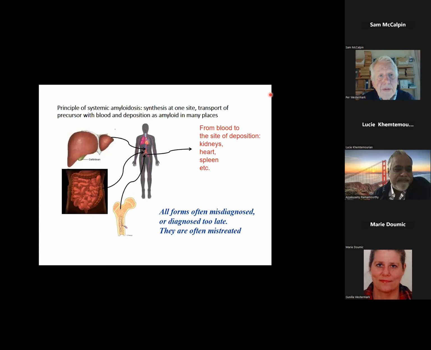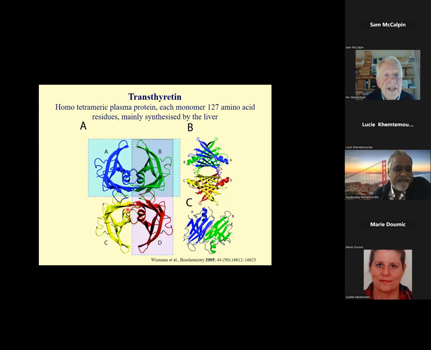Anyway, I will talk about TTR amyloidosis. TTR amyloidosis is a systemic amyloidosis, meaning that the protein or the protein precursor is produced at one site and transported by the blood plasma to the sites of deposition that can vary. Kidneys, heart, spleen, and so on are common, and the production places are varying. Often the liver, but it can also be the bone marrow and so on. And all forms of systemic amyloidosis are difficult to diagnose and are usually diagnosed very late.